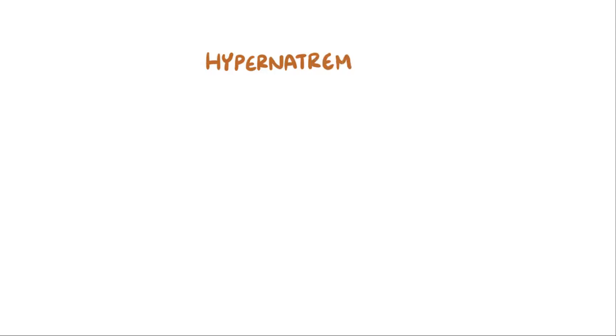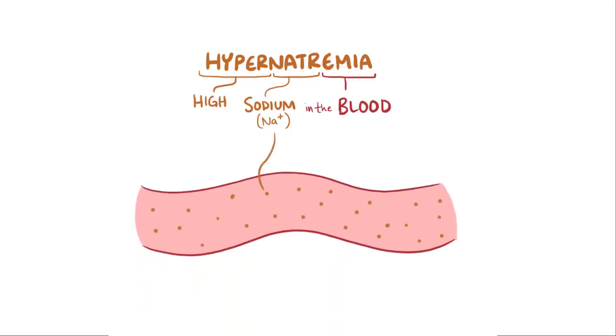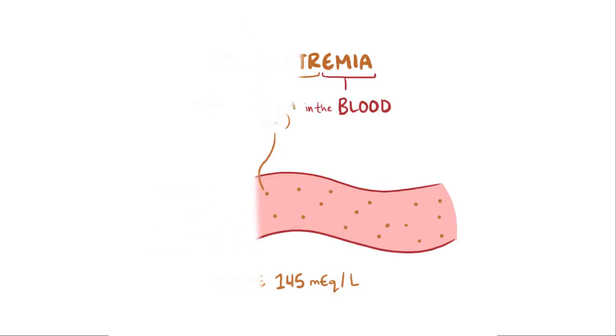With hypernatremia, hyper means high, and natremium is Latin for sodium, often shortened just to Na+. And emia refers to the blood. So hypernatremia means a higher than normal concentration of sodium in the blood, generally above 145 milliequivalents per liter. The concentration of sodium depends on both sodium and water levels in the body.